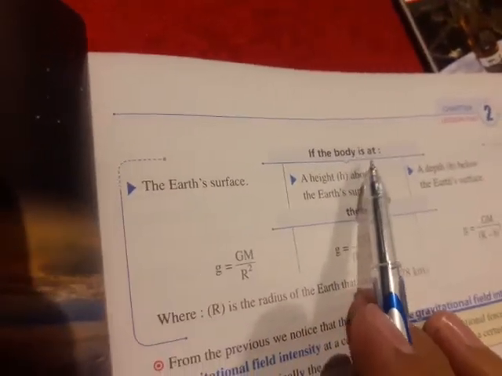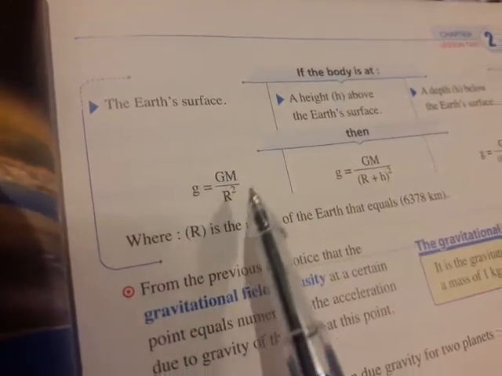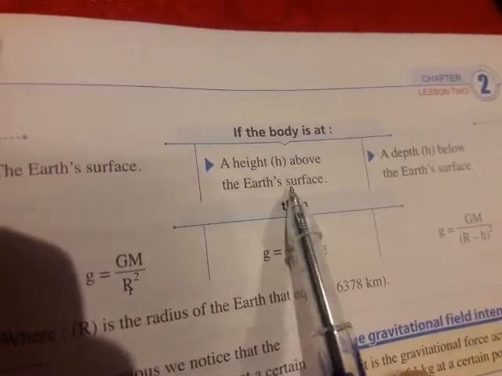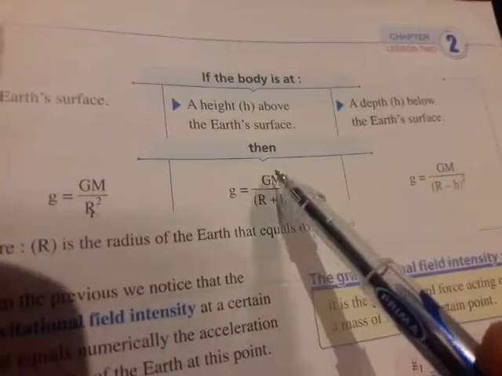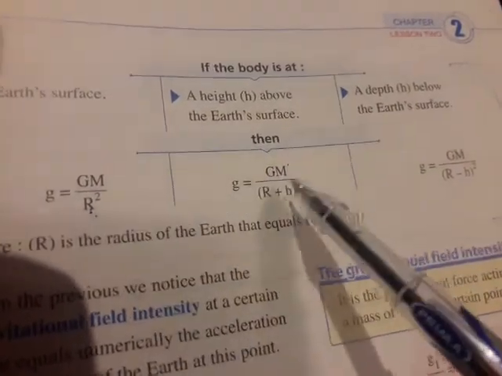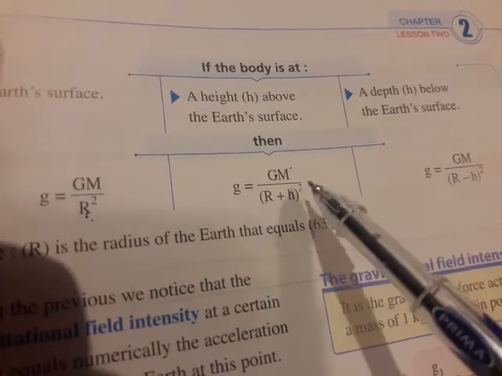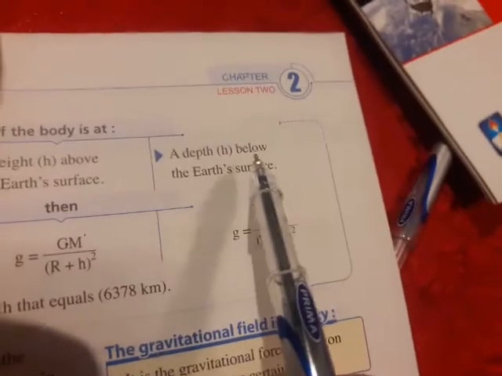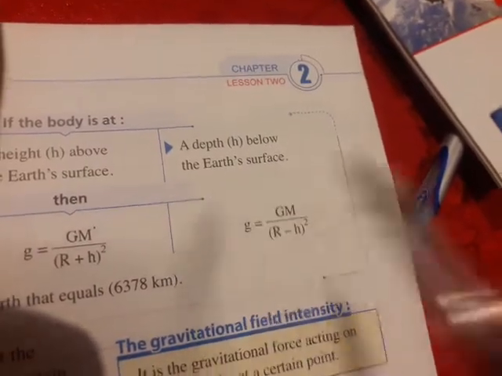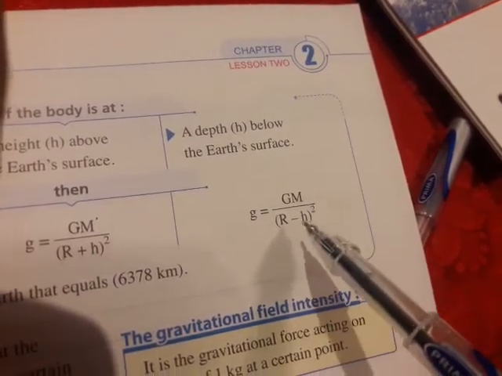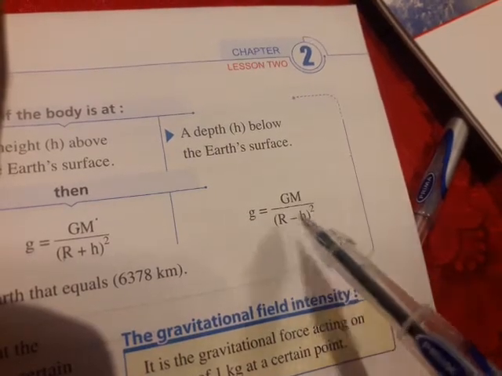If the body is at the Earth's surface, then g equals GM over R Earth squared. If the body is at a height h above the Earth's surface, then g equals G capital M over (R plus h) squared. If the body is at a depth d below the Earth's surface, then g equals G times the mass of the Earth over (the radius of the Earth minus d) squared.